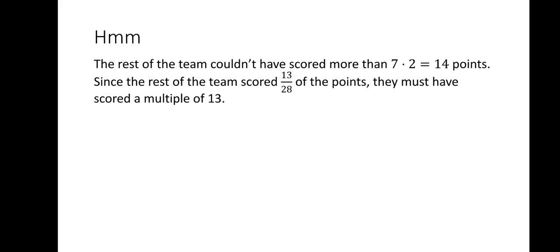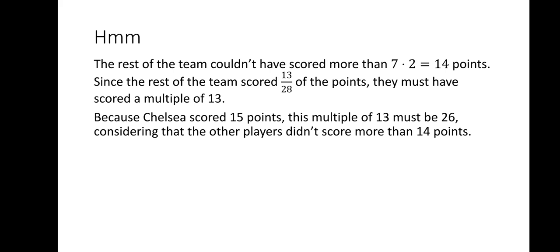The rest of the team couldn't have scored more than 7 times 2, or 14 points. Pretty lame. Since the rest of the team scored 13/28 of the points, it must be a multiple of 13. Because Chelsea scored 15 points, it's pretty obvious that the multiple of 13 has to be 26. So the answer is 26 minus Chelsea's points, or 11. B is the answer for number 23.